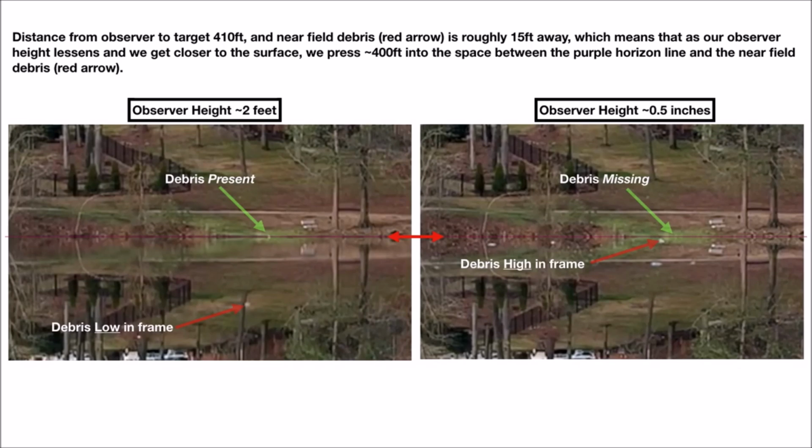So these are some still shots from what I just showed. So again, distance is 410 feet, and that near field debris is the red arrow in the left picture there in the low aspect of the frame. And then at about a 2-foot observer height, and then at about a 0.5 inch observer height, you can see how high in the field that piece of debris got near the purple mirror inflection point or horizon line of this image.